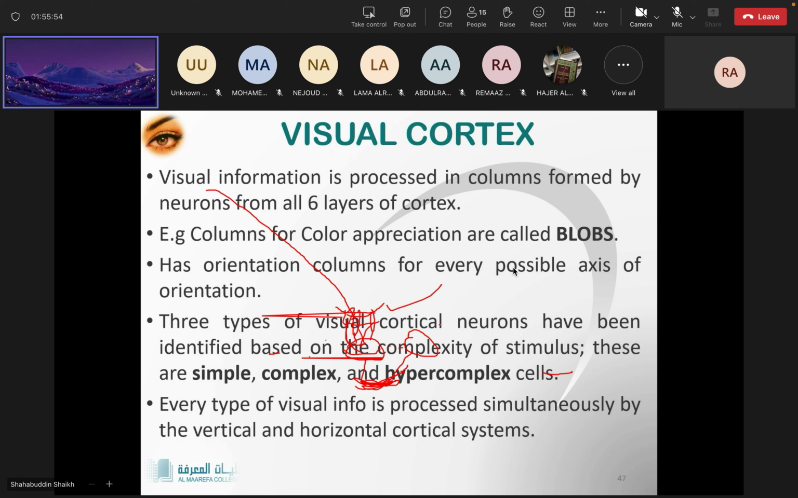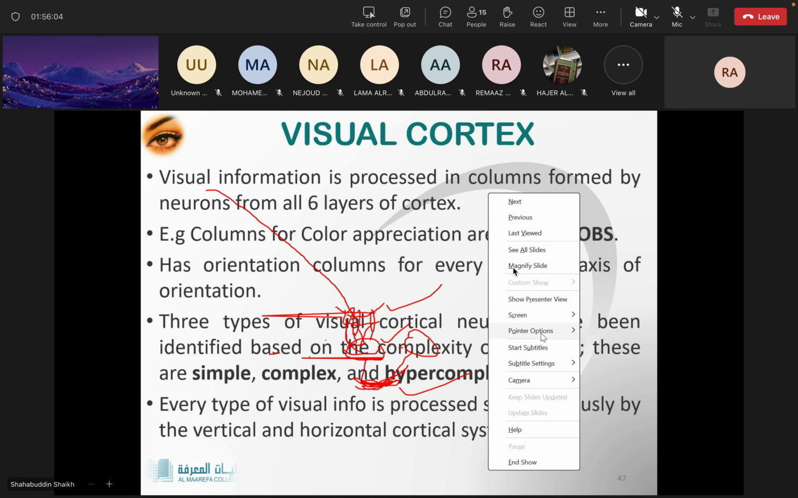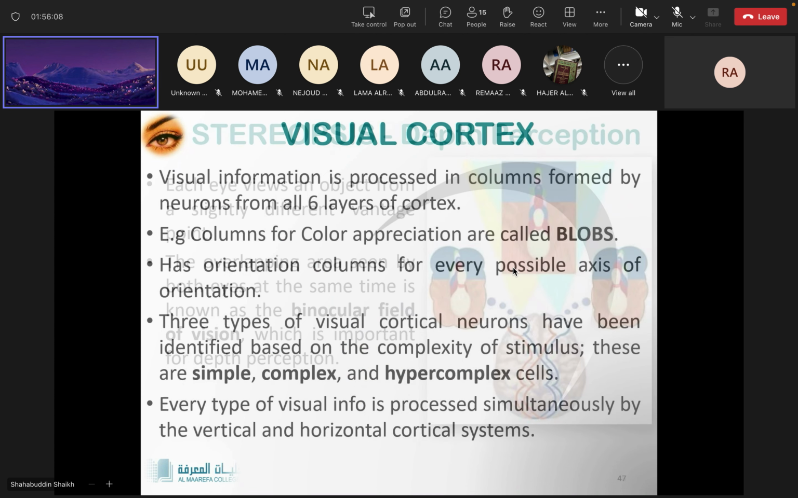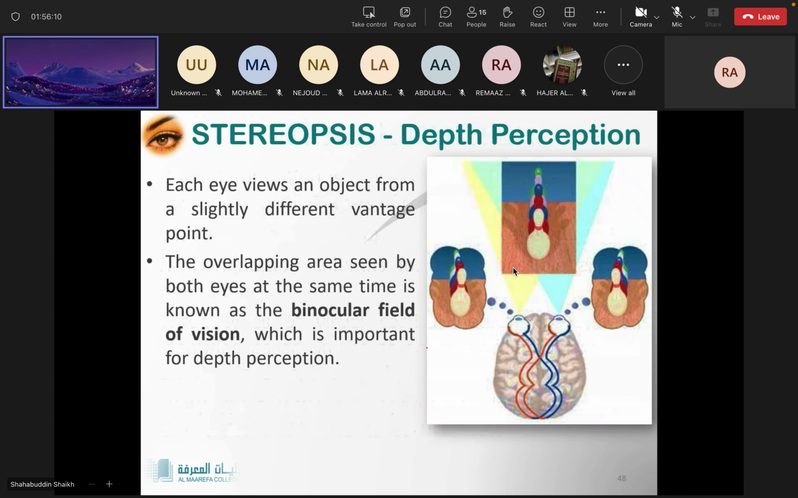So these are our simple cells, these are our complex cells, and these are our hypercomplex cells. This is how we identify objects. Okay. Whether you understand it or not, it's just for understanding. If you want more detail, we can see later on.